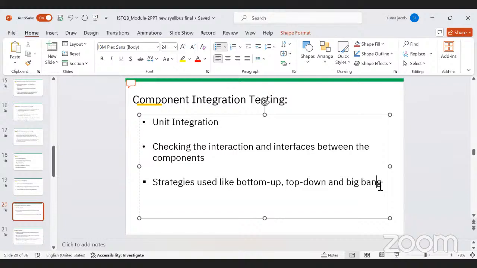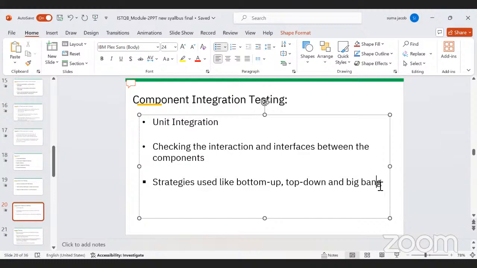And the disadvantage is that since all these different components are integrated at once, it is very difficult to actually identify if there is an issue. It is very difficult to identify in which module or which unit or which component the issue is actually happening, because it is all integrated at once. So that is one disadvantage of the Big Bang approach.